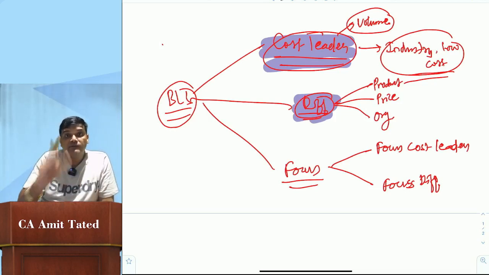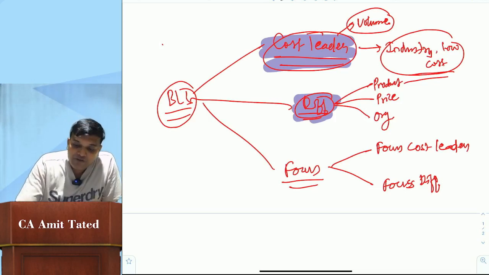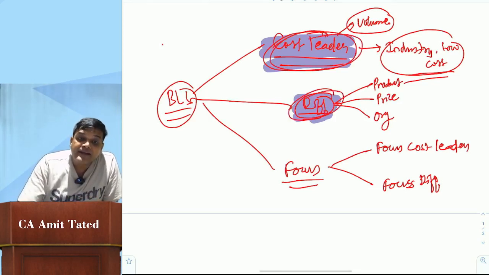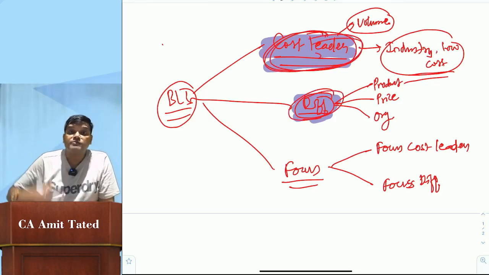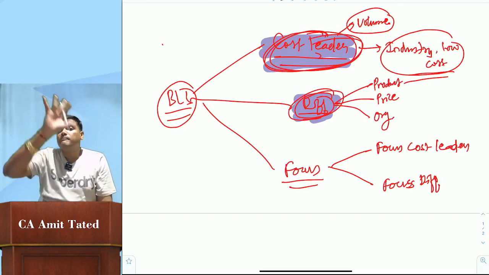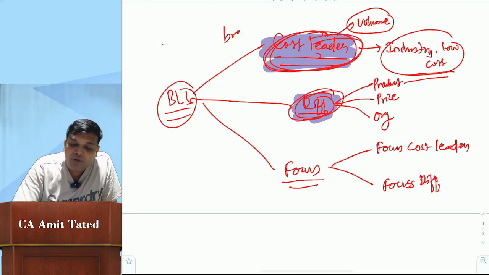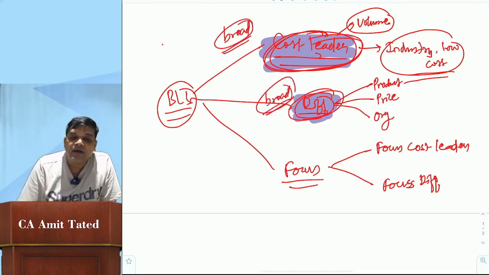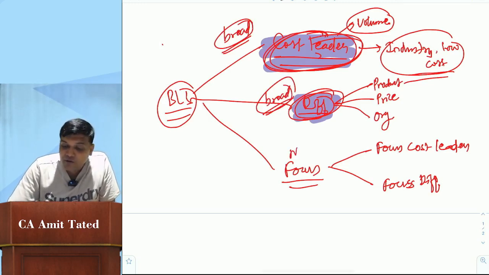Because the next point is very important. The first two are basically with your mass market. There is no concept of narrow. This is a broad market. The first two are about the broad market; you are not doing any narrow. Now in focus, we are doing a narrow market.